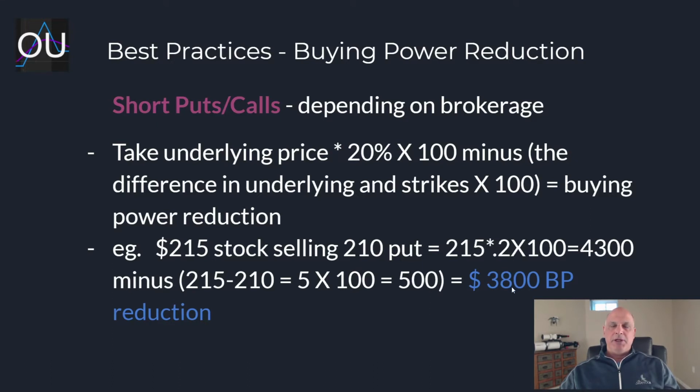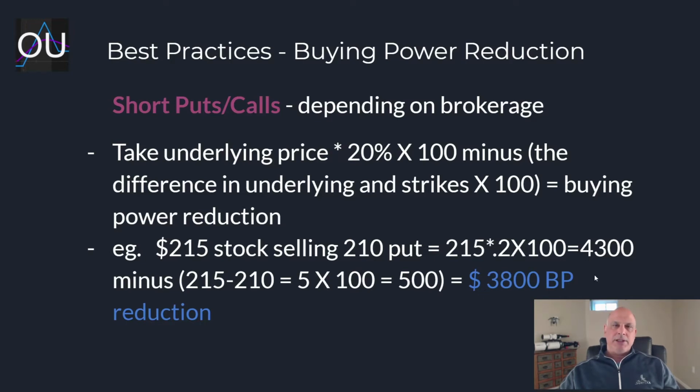It gets reduced because you're selling an out of the money put, which has a higher probability of profit, and the brokerage house will give you credit for that. So you're reducing your buying power a little bit here, and it's now a total of $3,800 buying power reduction. So this is the buying power reduction that we want to use for our position sizing.